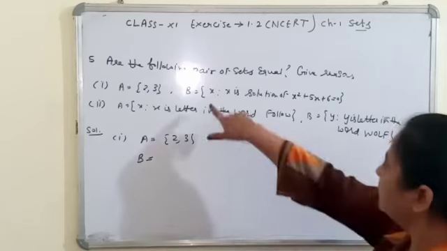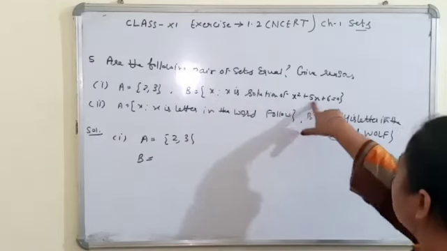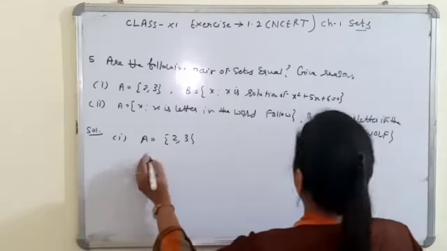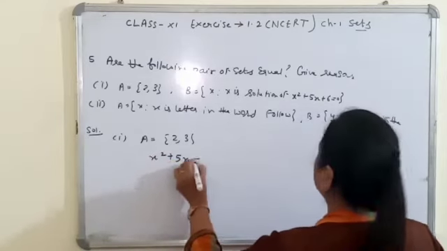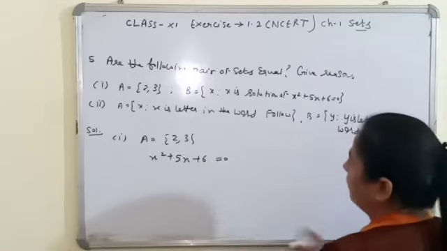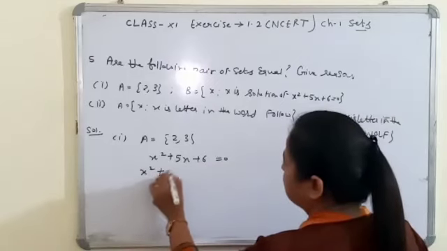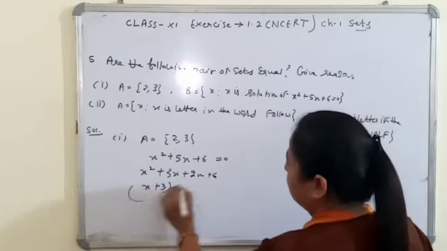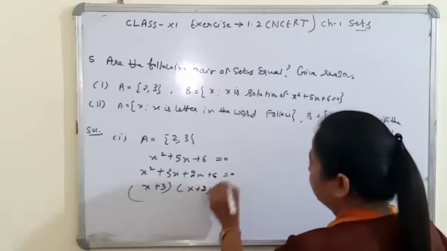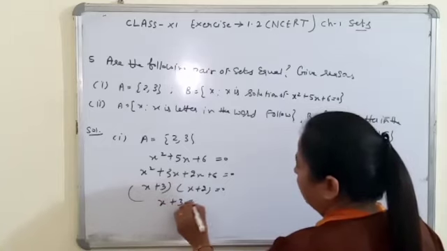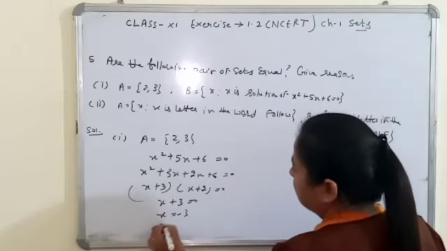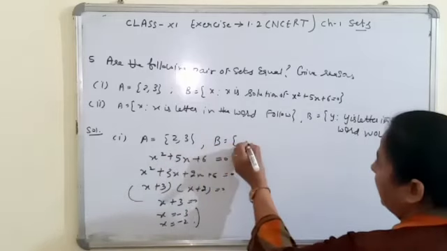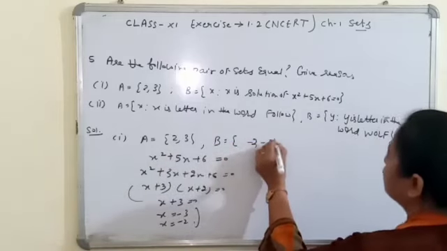Set B is x where x is the solution of x square plus 5x plus 6. So let's solve this quadratic equation, then we will write it into the tabular form. We can make the factors. These are 3x plus 2x plus c. Now the factors are x plus 3, x plus 2. x plus 3 is 0, x is minus 3. Similarly, x equal to minus 2. So set B has 2 elements which are minus 2 and minus 3.